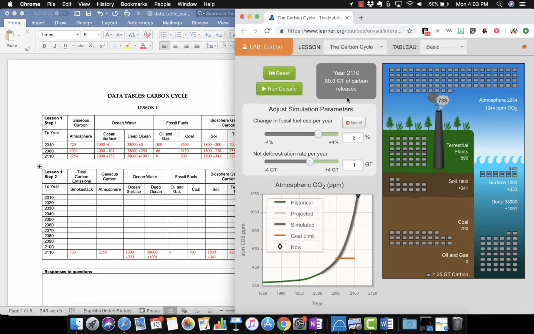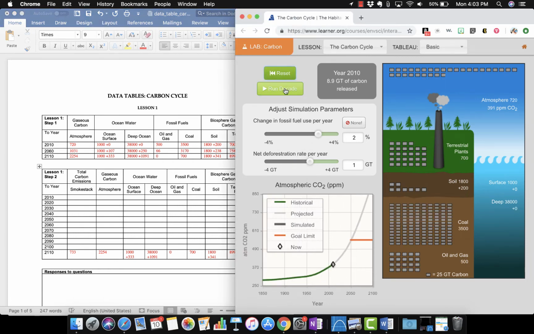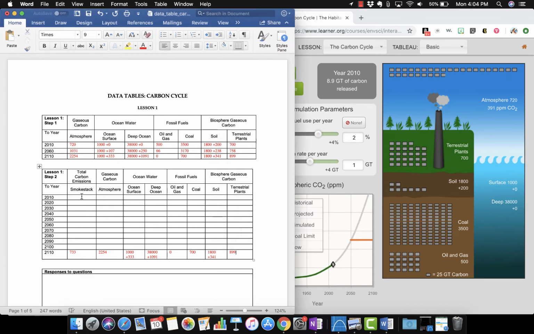Okay, and I'm going to reset it now. In our smokestack, we don't have anything. It's not a 0, it's just like an NA. But if you put 0, that would be fine.